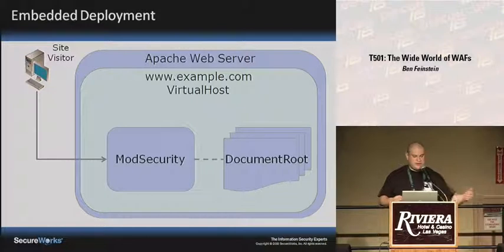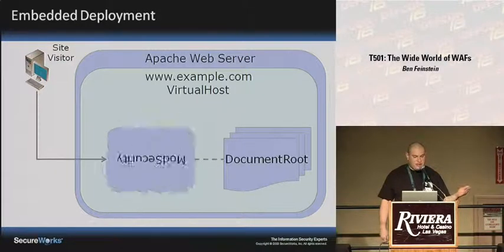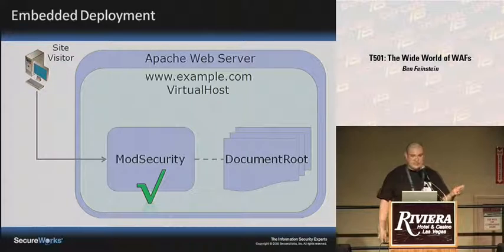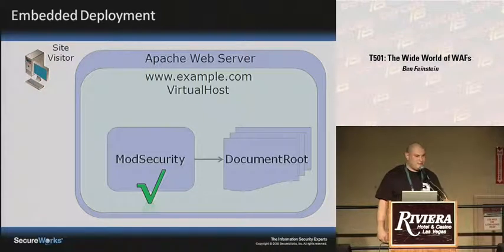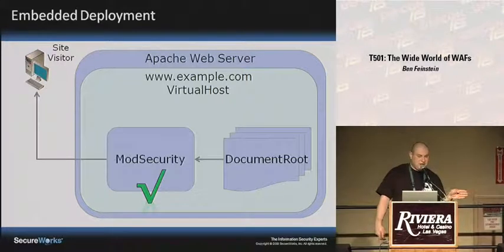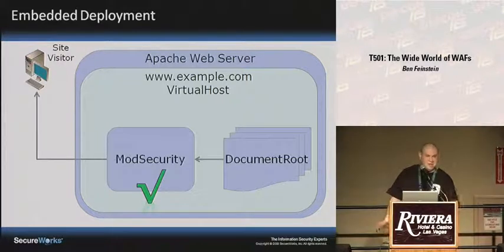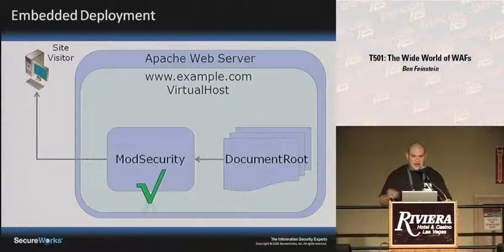So a site visitor hits your Apache server. ModSecurity receives the request and processes it, and it says, okay, this request looks good to me. After it processes it, it says the request is good and passes it through to the document root. Apache processes the document root and returns a response through ModSecurity back to the site visitor. That's a very, very standard embedded Apache module scenario.